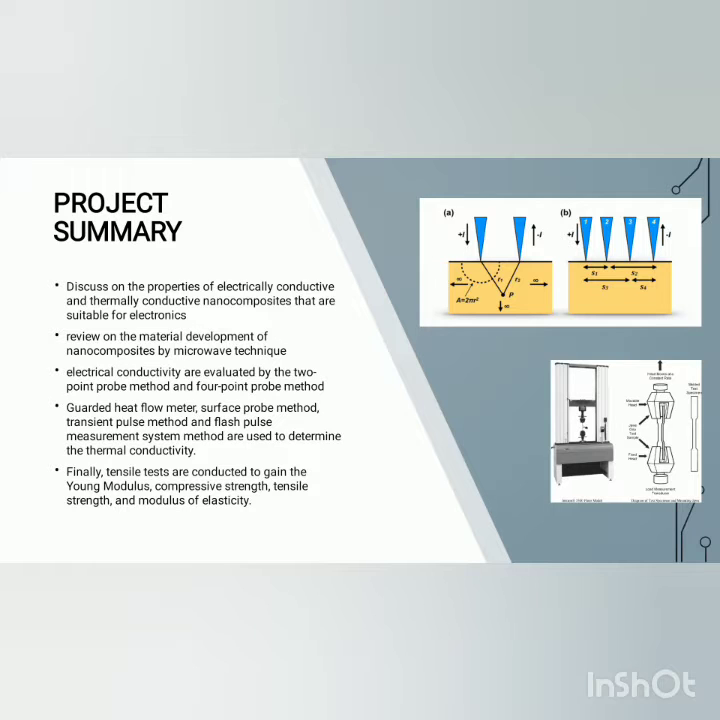Project summary. In our report, we will discuss the properties of electrically conductive and thermally conductive nanocomposites that are suitable for electronics. We will review the material development of nanocomposites, namely by microwave technique. The electrical conductivity of the said nanocomposite will be evaluated by the two-point probe method, which is indicated in the top right picture, and the four-point probe method.